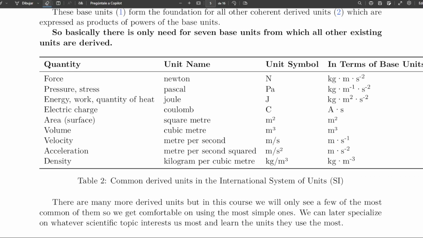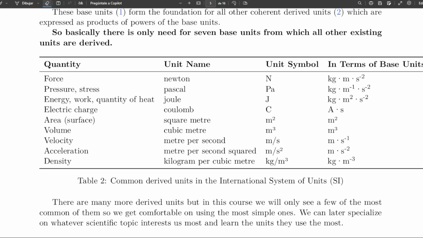So this is a table for the derived units, for some derived units, sorry. We've got here force, pressure, energy, electric charge, area, volume, velocity, acceleration, and density. So these are some examples, but as I said, there are many derived units. Do we need to know all derived units? Well, no, that's impossible. I don't even know all derived units that exist.